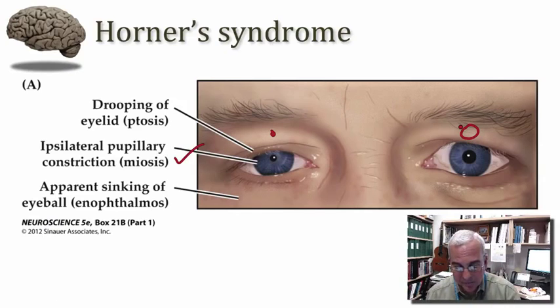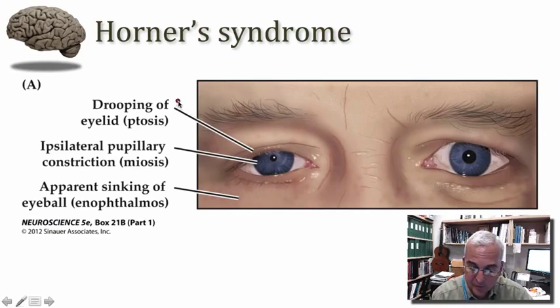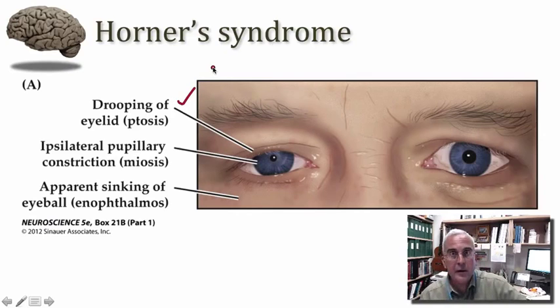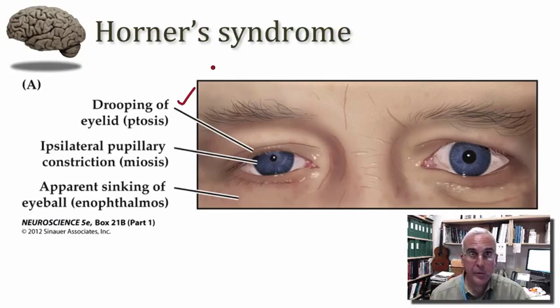So this is miosis. It's evidence of an abnormal constriction of the pupillary muscle. Well, in addition to the constriction of the pupil, we also see a drooping of the eyelid associated with Horner syndrome. So this might be a subtle sign, but it's one that you should look for nevertheless. And one might also get the impression that the eyeball itself, the globe, is somewhat sunken into the orbit.